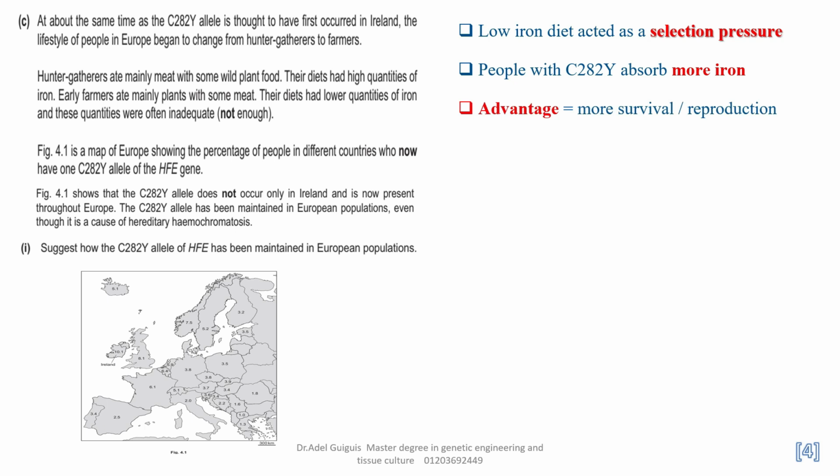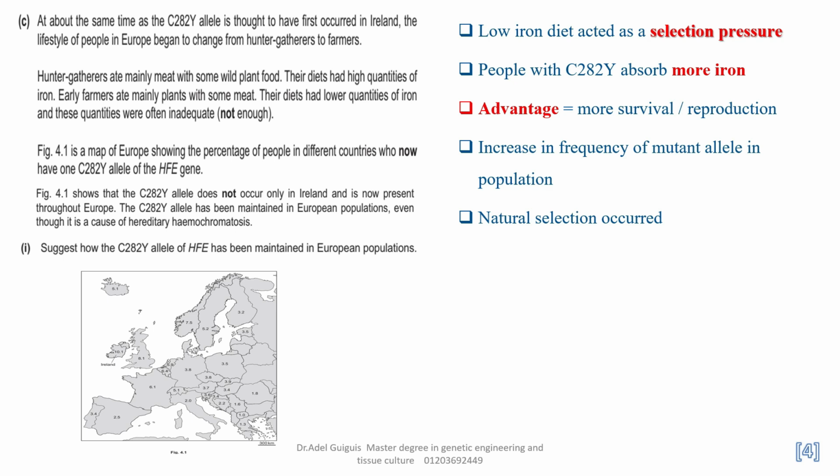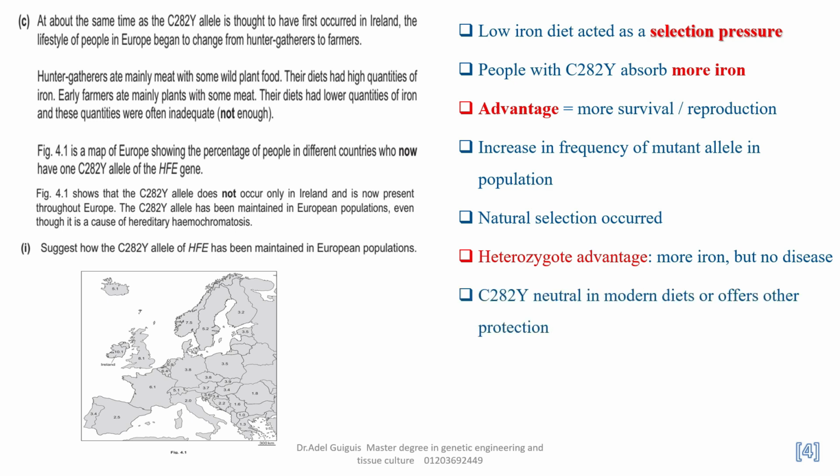Now, the advantage. The advantage for heterozygous individuals with the mutant allele is that they survive more. They have a higher survival rate, more reproduction, and they pass their alleles to offspring. This increases the frequency of the mutant allele in the population due to the advantageous selection pressure of low iron intake. Natural selection occurred: nature chose the best individuals to cope with the new conditions of low iron intake. Heterozygous advantage: more iron intake but no disease. Heterozygous individuals have no symptoms of hemochromatosis, but more iron intake. Now the mutant allele is neutral in modern diets or offers other protections.